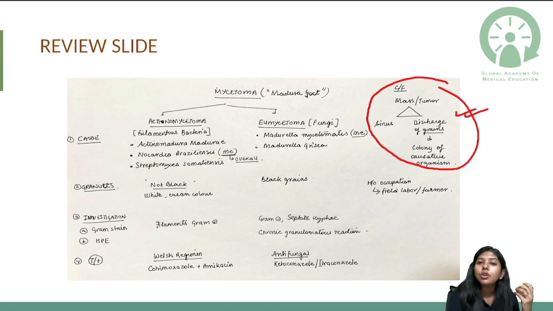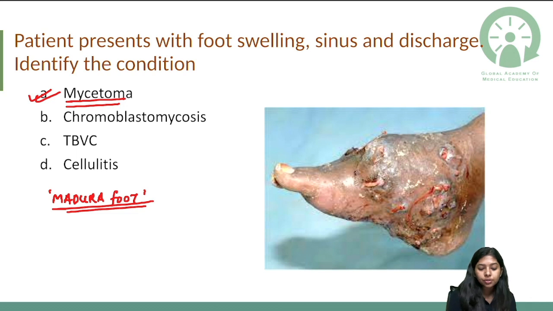You get painless nodules which ulcerate to form sinuses, and these sinuses will discharge grains. Remember, grains we had talked about. What are grains? Grains are colonies of these packed organisms, of the causative organisms. So if you get a question or a picture where there is a huge, indurated swelling with sinuses, and there's discharge of grains, it is mycetoma.